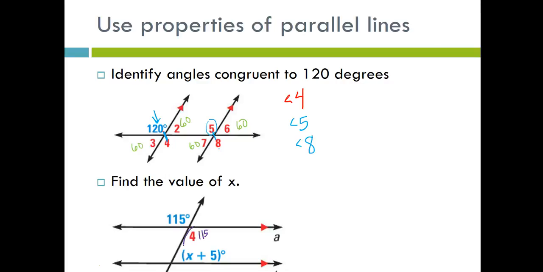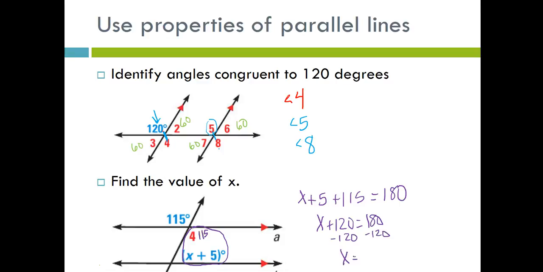Now these two angles are right next to each other on the same side, so those are consecutive interior angles. Remember, consecutive interior angles add up to 180. So you have x plus 5 and 115. Those add up to 180 degrees, and we need to find x. So that would be x plus 120, this 5 plus 115. Subtract the 120 from both sides, and we get 60. And that is all there is to it.